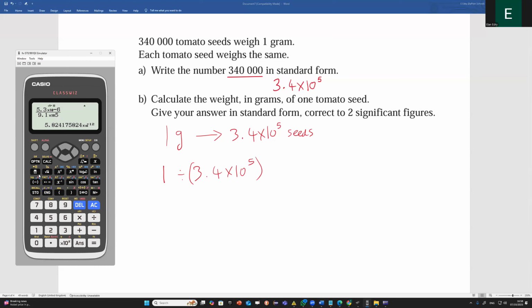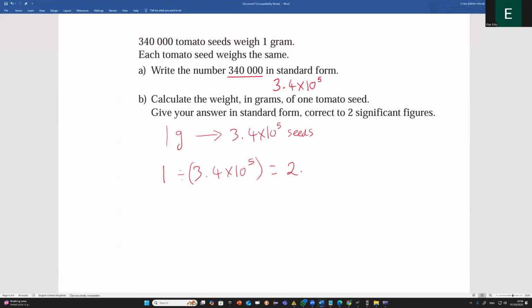Again, we'll do it with a calculator, but I'll show you another one. So that'd be 1 divided by 3.4 times 10 to the 5. To two significant figures, that is 2.9 times 10 to the minus 6 grams.